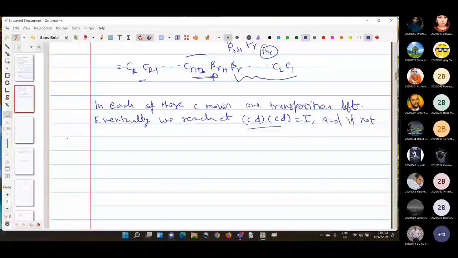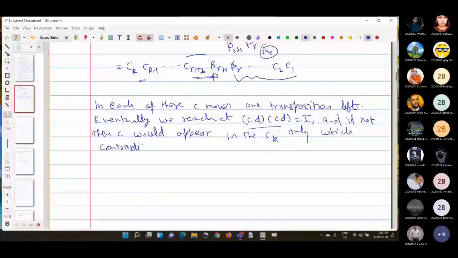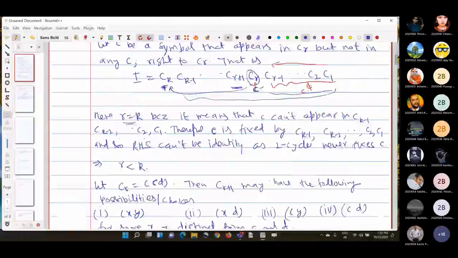And if not, suppose we are not getting this kind of thing, then what would happen? If not, then C would appear in the CK, that is in the beginning, fine? In the beginning, CK. CK only, which contradicts the assumption. What assumption? Assumption that the right hand side is identity.